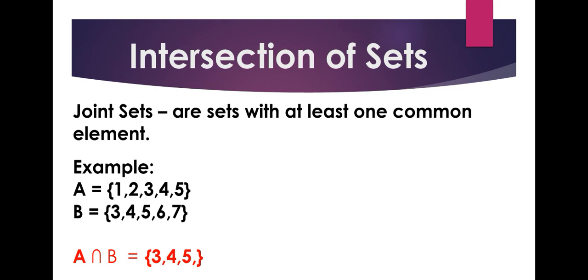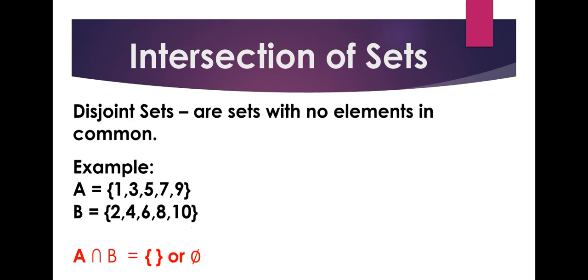Okay. So, intersection of sets, meron tayong tinatawag na joint sets. These are the sets with at least one common element. Kapag daw ang set A and set B or dalawang set ay may common element, so, joint sets siya. Kapag wala namang common element sa dalawa, ibig sabihin, disjoint sets siya. There are no elements in common. Okay, so pagka ganyan, ibig sabihin, intersection niya ay null. Null sets or empty kasi wala namang magkamukhang element sa dalawa.